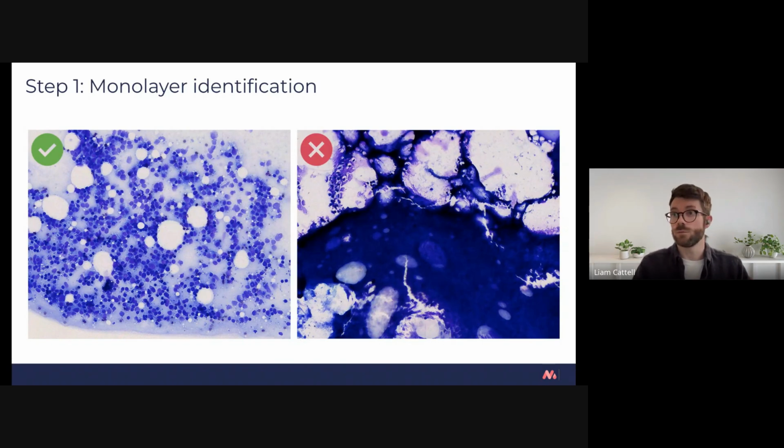Next. So step one is what we call the monolayer identification. This is very similar to what you would do with a CBC as well, where you're looking at the slide. You have to find regions with good staining, with good cell distribution, where things aren't too clumped or there's too many artifacts. You've got to find the good quality regions to do your subsequent analysis. So what we're looking for are regions that look like the one here on the left, and trying to avoid regions and fields in the slide that look like the image on the right, where we've got too much stain or clumping or other problems.